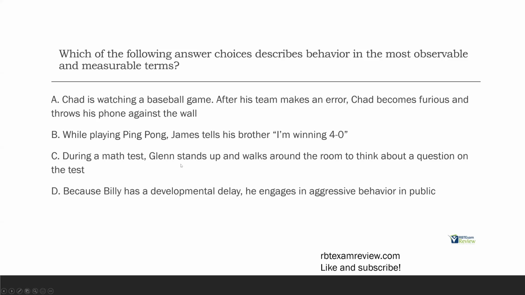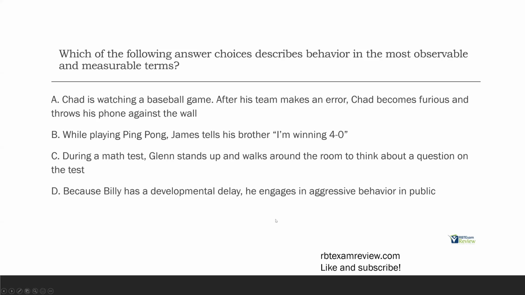During a math test, Glenn stands up and walks around the room. Do we know he's thinking? What if he just told us he was thinking, but he wants to escape from the test? And he just told us that he's thinking to get us off his back, right? We can't be sure because we can't observe thinking. And since we can't observe it, we can't measure it. C's no good.